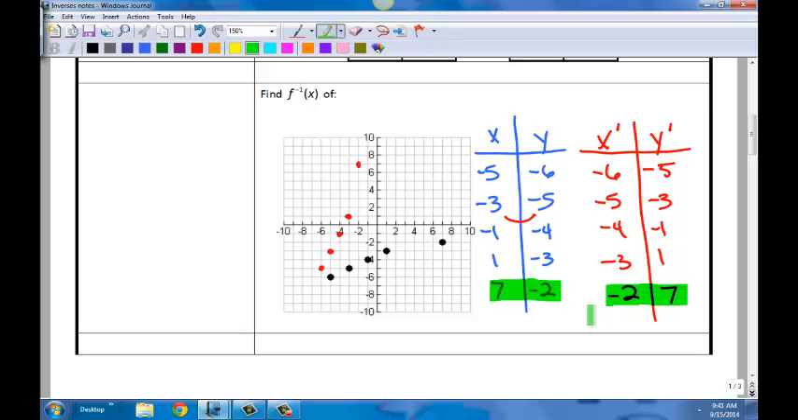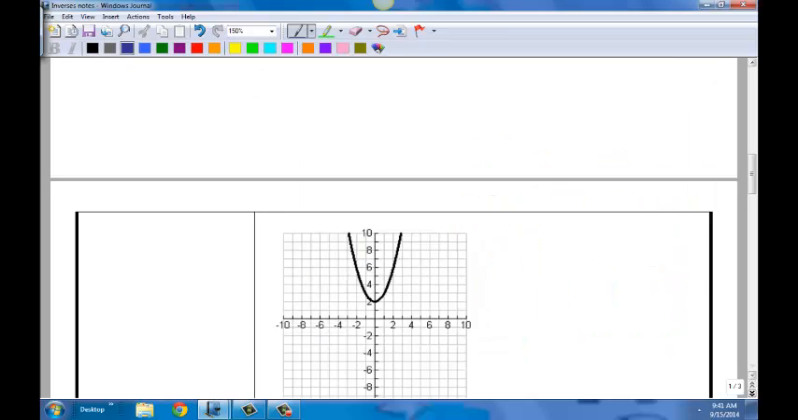Okay, so basically all we did here is we graphed, we took the black points, switched them around. Now I have red points. You'll notice that the line of reflection is this right here. It just mirrored right across that line, y equals x. Easy cheesy.